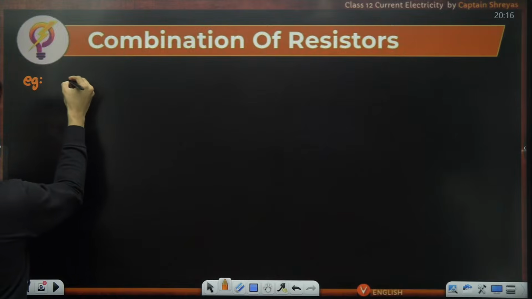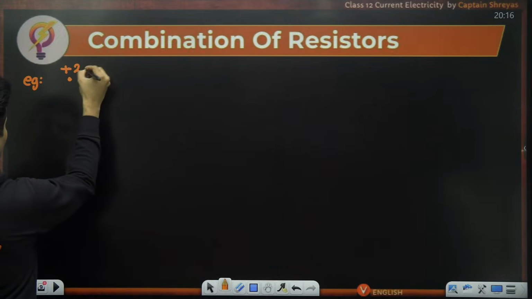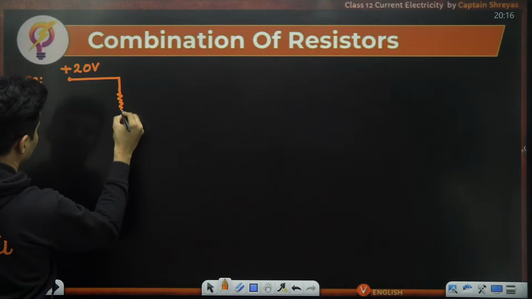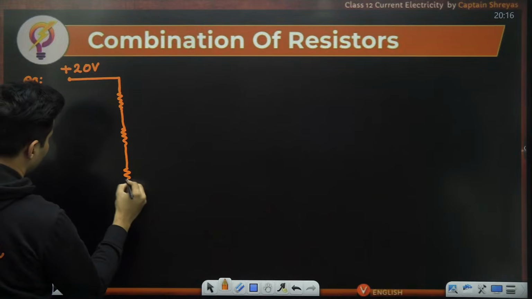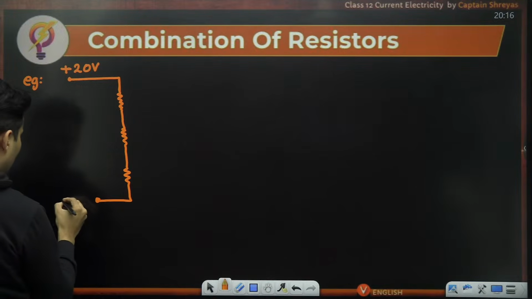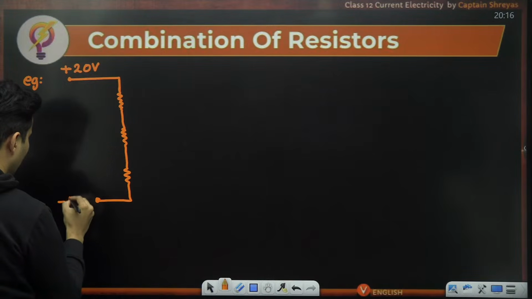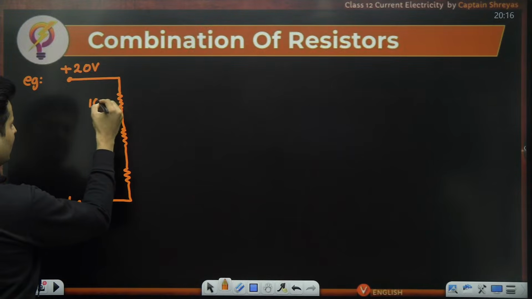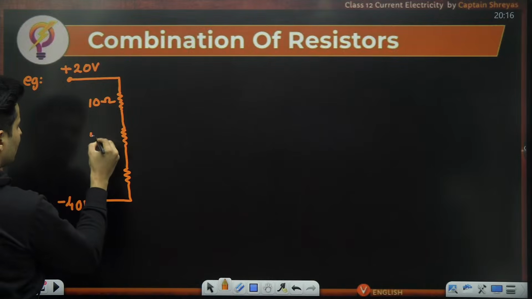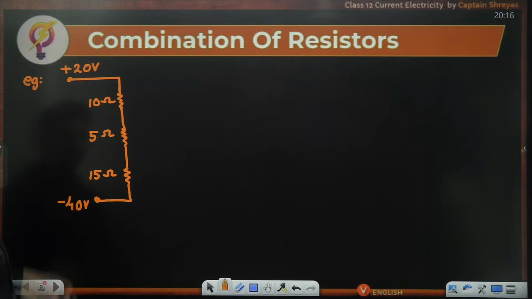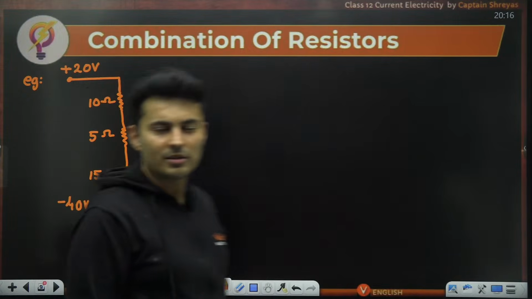Say, for example, there is plus 20 volts over here, and there is one resistance, another resistance, another resistance, and let's say this is minus 40 volts. This is one point, this is another point. Let's say this is 10 ohm, this is 5 ohm, this is 15 ohm. I have just taken some random values.